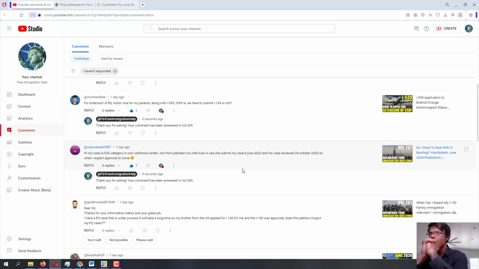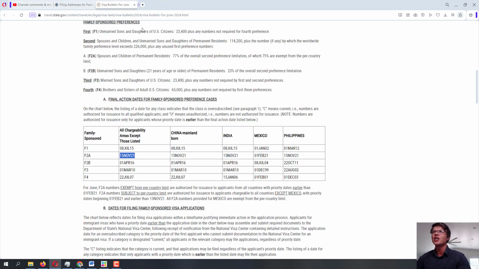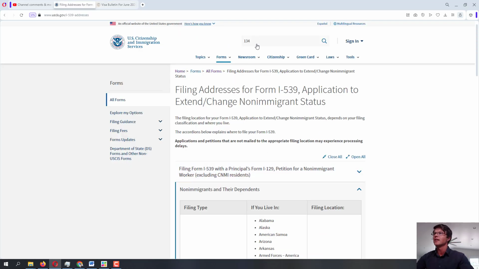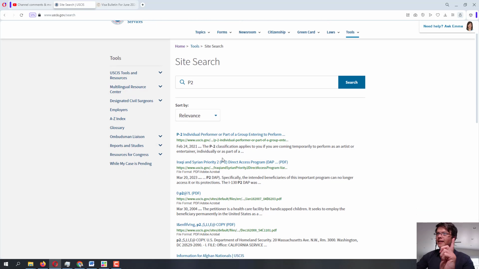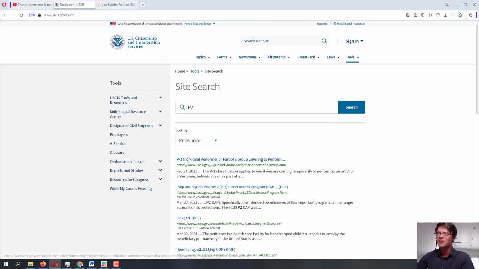So, Gul Ahmad Adib, P2, if I understand correctly, I think it has something to do with entertainment. Let me double check, I'm pretty sure it's a non-immigrant visa. Let's see, P2 visa, there you go. So individual performer, if this is what you're referring to, or there's also Iraqi and Syrian Priority 2, P2, Direct Access Program, DAP, which I'm not too familiar with.